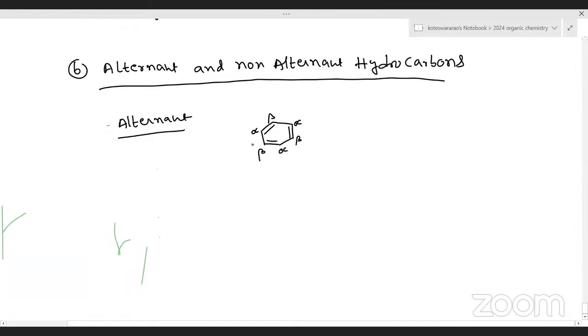Now, look here. Any two adjacent pi centers do not have the same spin symbol. Therefore, this kind of hydrocarbon is called an alternate hydrocarbon. This is an even number of carbons containing system, right? Most hydrocarbons with an even number of carbons in their cyclic system are alternates, or simply called alternates.